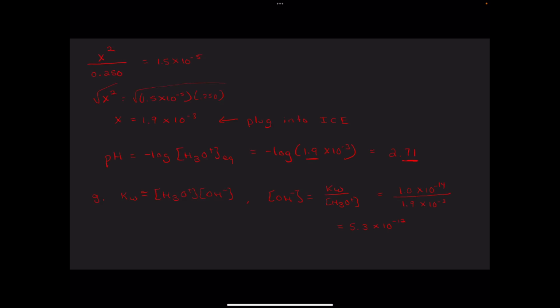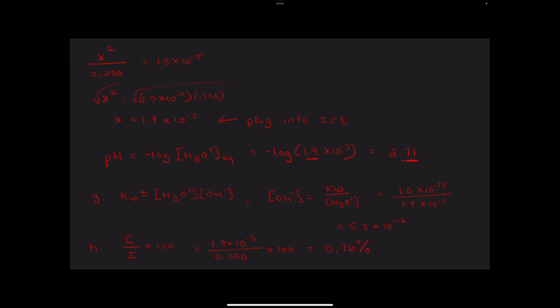The final thing that we're asked for is to calculate a percent dissociation. So in previous chapters, we calculated a percent reacted. And when we calculated that percent reacted, it was our change divided by our initial concentration times 100. We're doing the same thing here. We're looking at how our substances changed over our initial concentration. So my change is X, 1.9 times 10 to the negative third, divided by the initial concentration of 0.25, which is going to give me a percent dissociation of 0.76%.